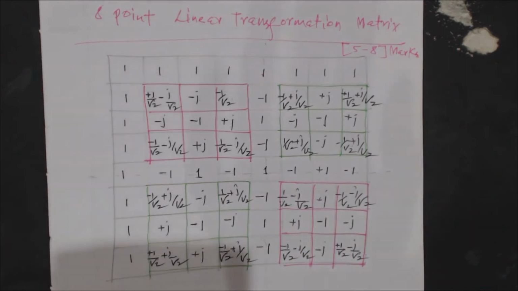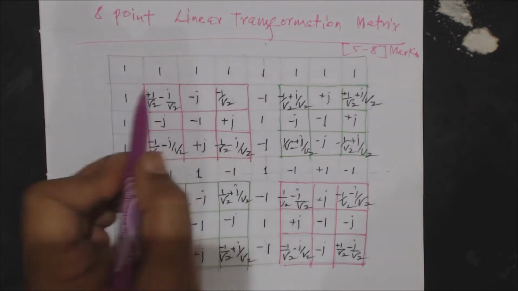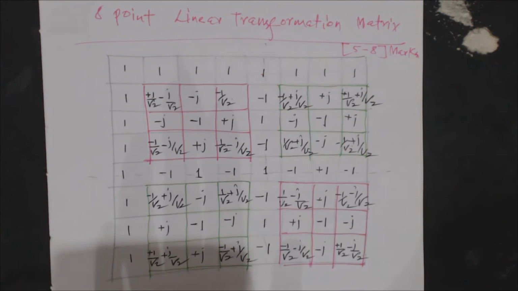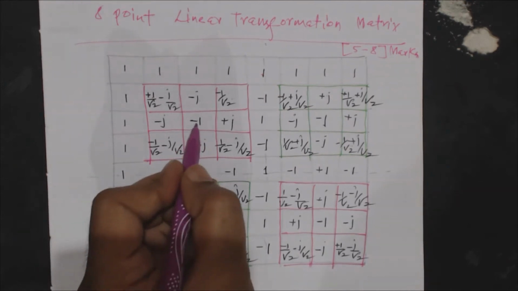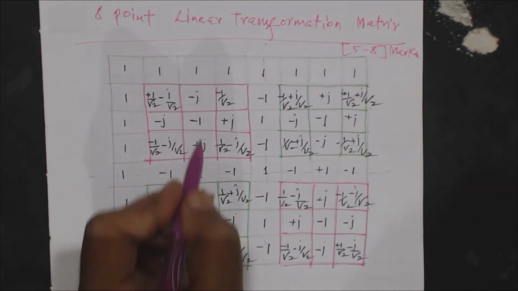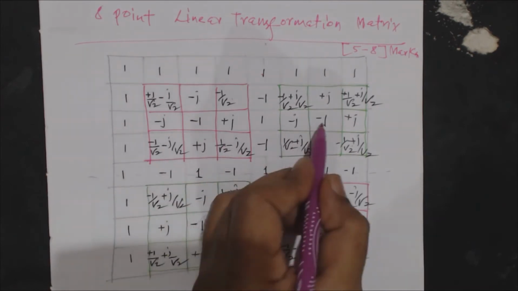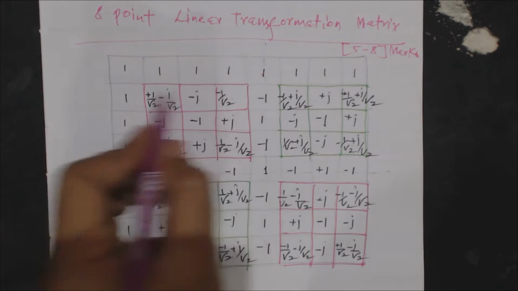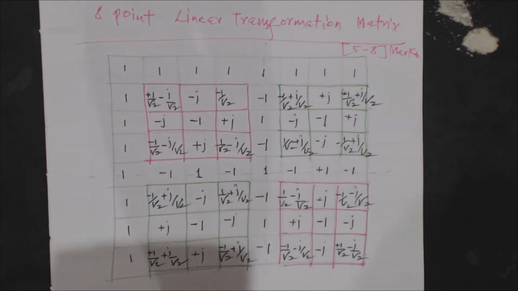This is over. Next, look at these smaller boxes which are of 3 cross 3 type. So we have 4 smaller boxes of 3 cross 3 type. Now fill the center of these boxes with minus 1. This is minus 1, minus 1, minus 1 and minus 1.